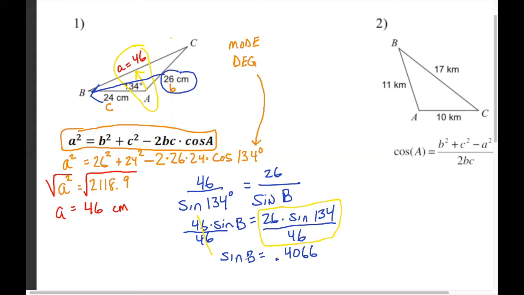So finally, since sine of angle B equals this, to get angle B by itself, you have to take the inverse sine, which you get by hitting the second key on your calculator, inverse sine of 0.4066. And if you do that, which I will do right now, second sine 0.4066, I get 23.99, which rounds to 24 beautiful degrees.